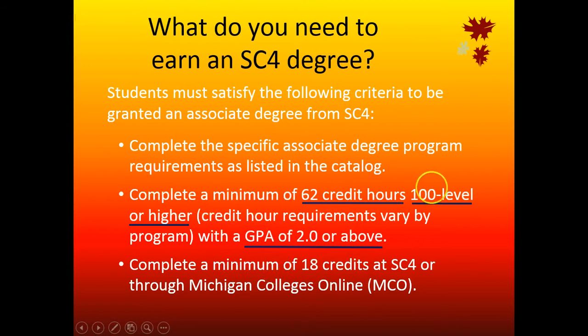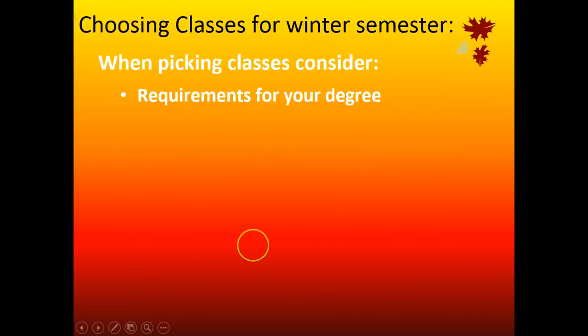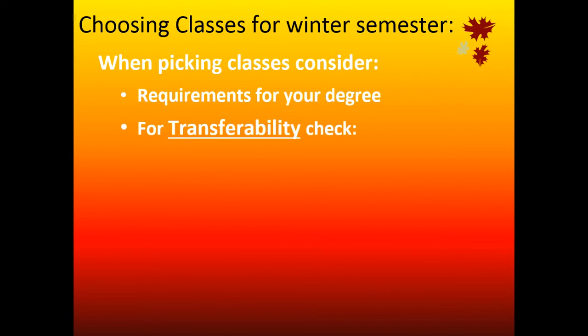So the key thing you're looking for is 62 credit hours in courses that are 100 level or higher. So courses such as Math 075 or English 050, those credits don't count towards the 62 that you need. So we need to keep that in mind. When picking classes, consider the requirements for your degree. Okay, that's one of the things we've talked about. We'll get back to the different types of degrees. We're not going to talk about every one in detail, but enough where you get an idea, and then you can meet with us in particular to check on specifics.